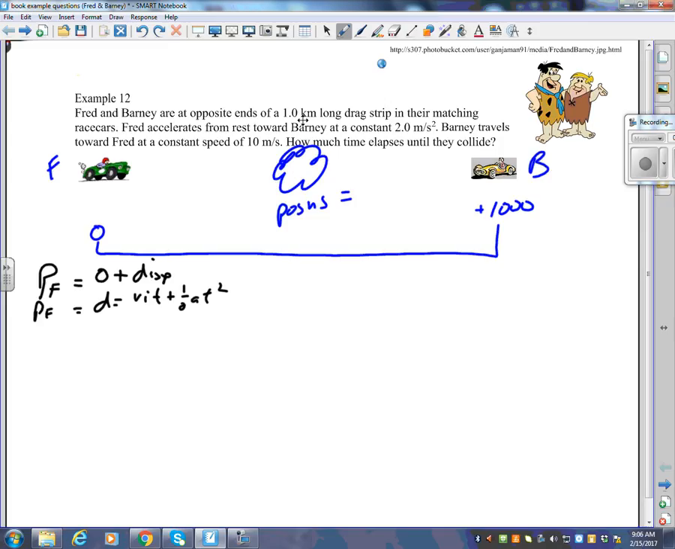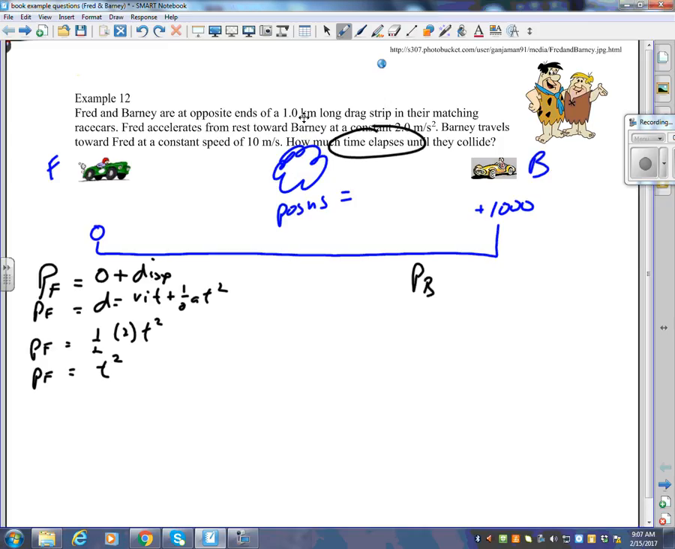Let's fill in some numbers. PF is equal to, well, his initial velocity is 0, so that's nice. 1/2 times his acceleration, a convenient 2, times t squared, so it all boils down to 1/2 of 2, which is simply, in fact, just t squared. After all that, Fred's position is equal to t squared. We don't know the time. In fact, that's what we're trying to solve for, right? Now we have to do the same process for Barney.